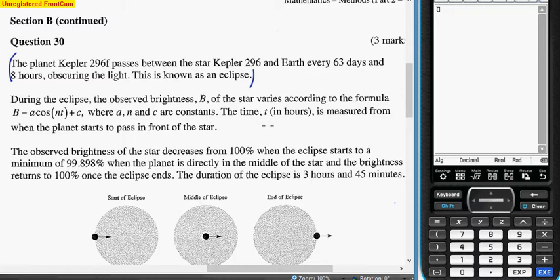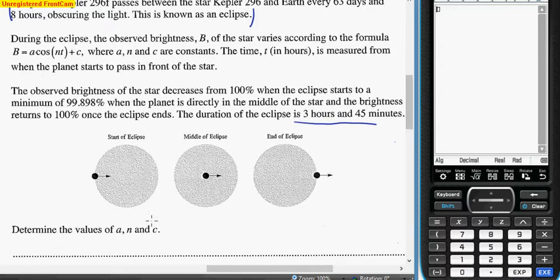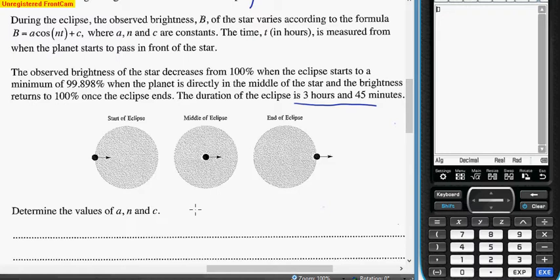The time t is measured in hours from when it starts functioning. The brightness changes from 100% at the beginning to 99.8% in the middle, and then it's 100% again at the end. The duration of the eclipse, the period we are talking about, is 3 hours and 45 minutes. And we have to find A, N and C. To do these types of modelling equations with trig, you absolutely should draw a picture. I mean, a graph.